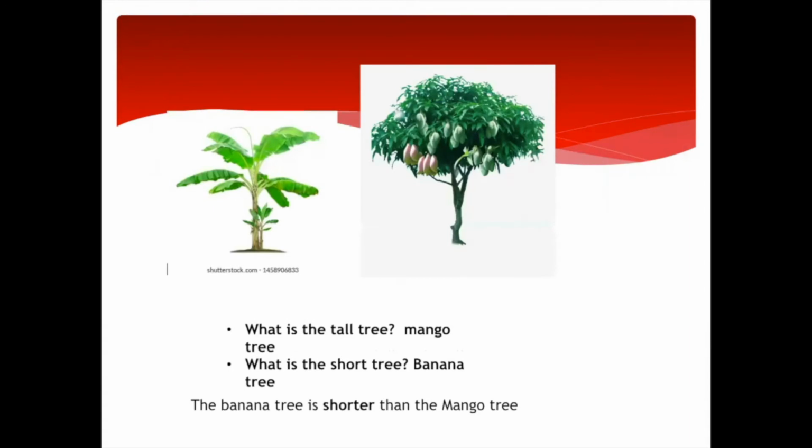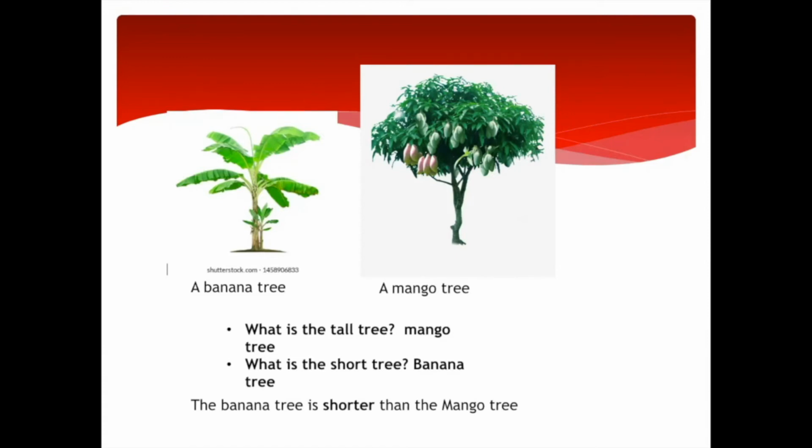Let's move on to the next picture. We are very familiar with these two trees. The first one is a banana tree, and the second tree is a mango tree. Now look carefully and tell me, what is the tall tree? Yes, a mango tree. And now look at the pictures and tell me, what is the short tree? Yes, that is banana tree. Very good, all of you.